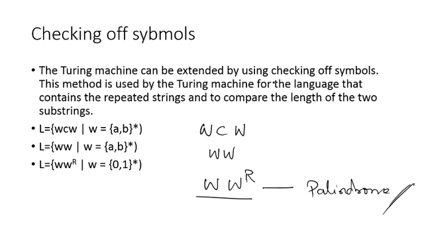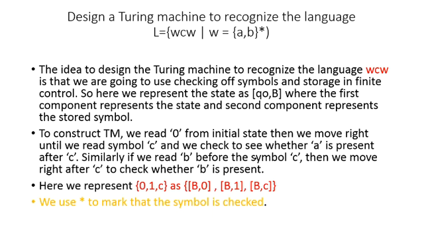checking off symbol. Here we'll be using the symbol star to refer that this symbol or this state has already been processed. Okay, so let us see an example. Design a Turing machine to recognize the language L equal to WCW, where W is in {a, b}*.